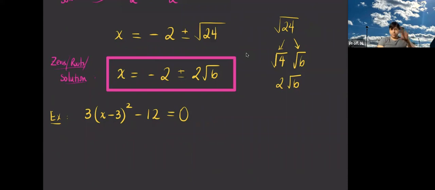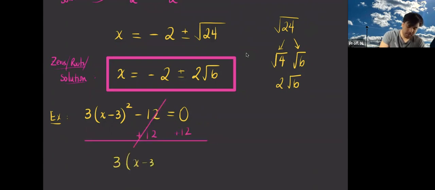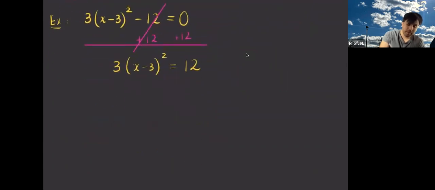So for this, I need to get the square term by itself. So I must first add 12. 12's cancel on the left side. I'm left with 3 parentheses x minus 3 squared equals 12. I must get rid of the 3. Cancel out the 3's. I'm left with x minus 3 squared equals positive 4.